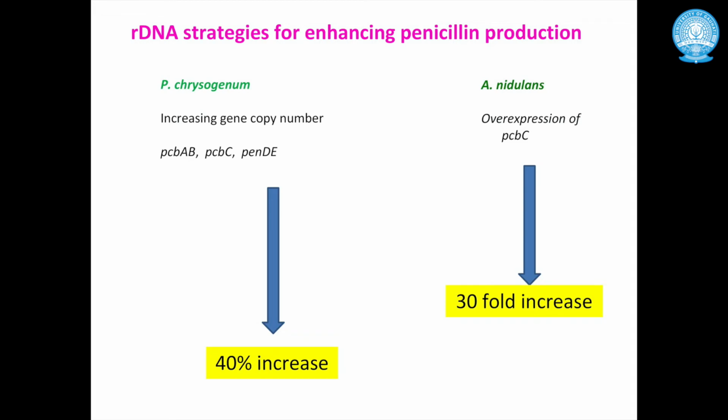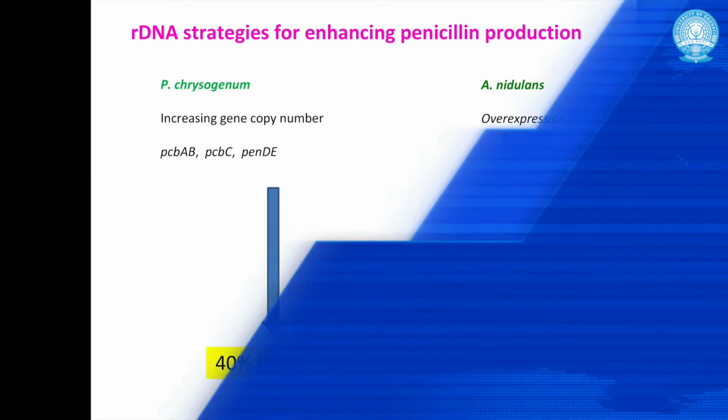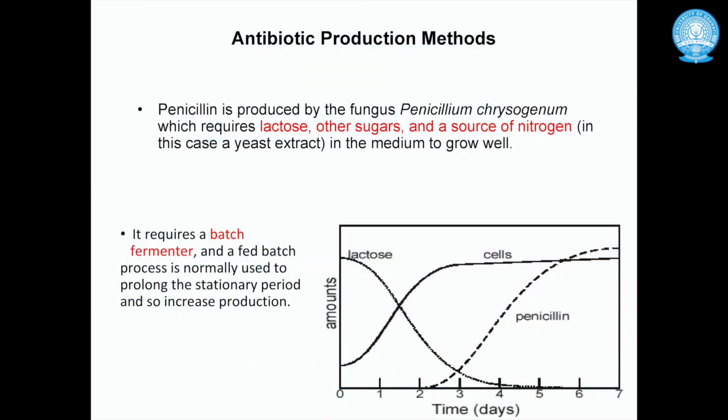That was about strain improvement. Now let us come to the process improvement of fungi, of a fungus for the production of penicillin. So industrially, Penicillium chrysogenum is used for the production of penicillin.